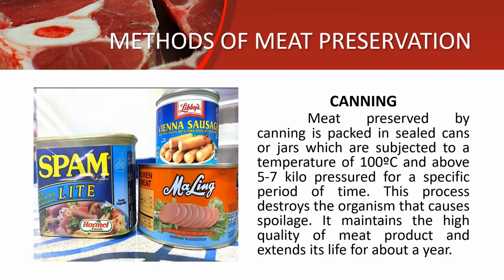Canning is also one method of meat preservation. In this method, meat preserved by canning is packed in sealed cans or jars which are subjected to a temperature of 100 degrees Celsius and above, 5 to 7 kilo pressure for a specific period of time. This process destroys the organisms that cause spoilage. It maintains the high quality of meat products and extends its life for about a year.